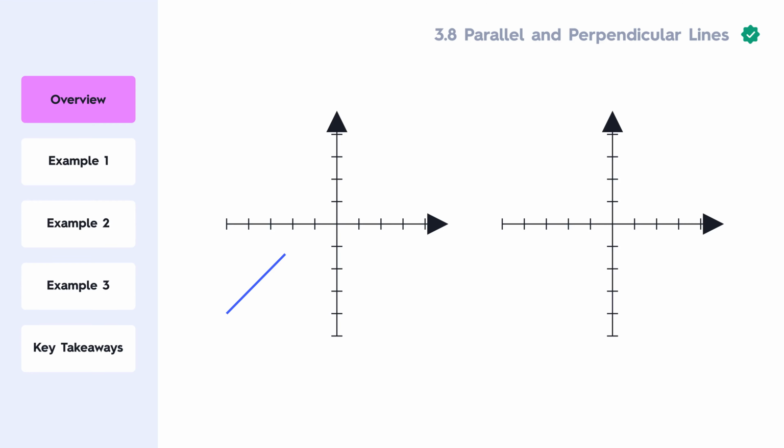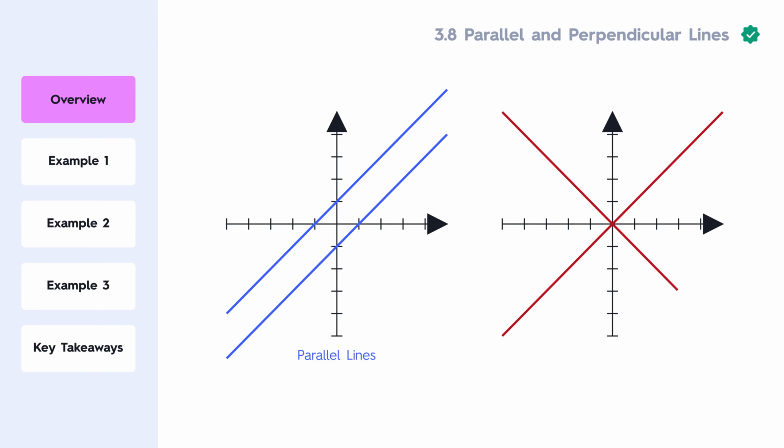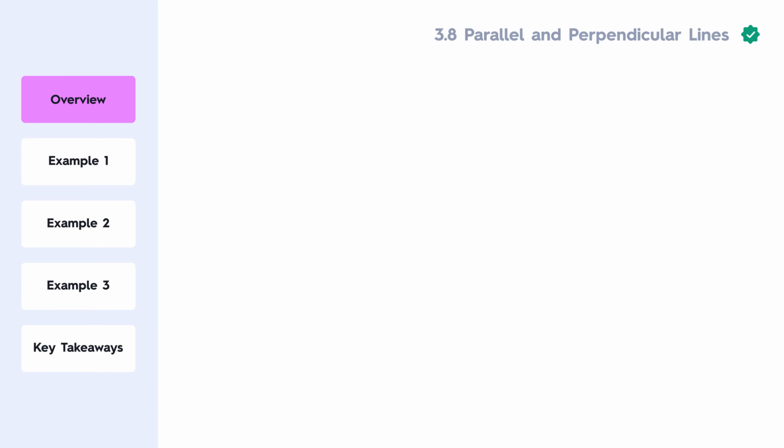Parallel lines are lines that never meet, they're always the same distance apart. Perpendicular lines, on the other hand, intersect at a right angle, which is a 90-degree angle. In this lesson, we'll learn how to identify parallel and perpendicular lines based on their slopes. By understanding the relationship between the slopes of two lines, you'll easily solve related problems on your test. Now let's break down how we can determine if two lines are parallel or perpendicular.